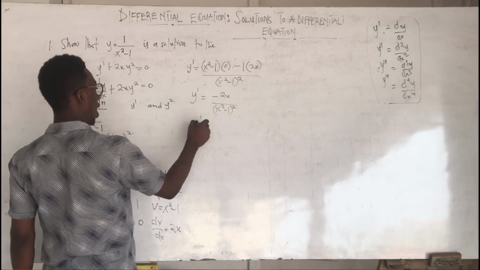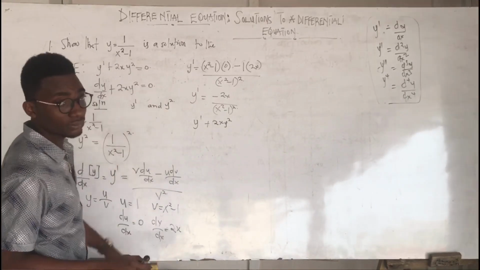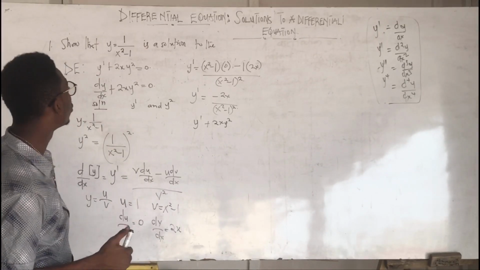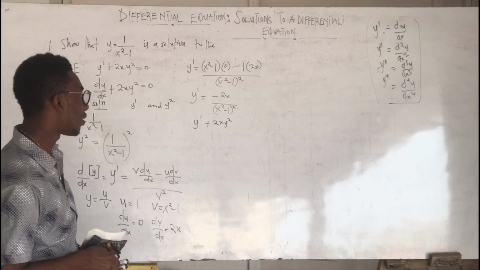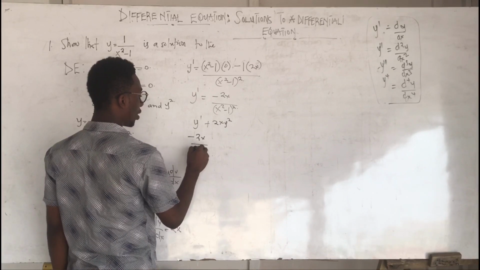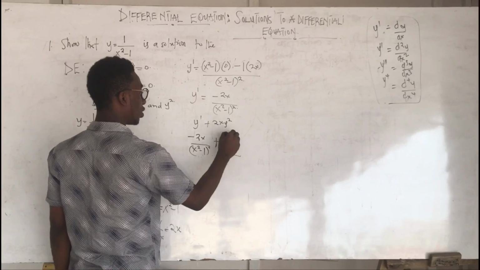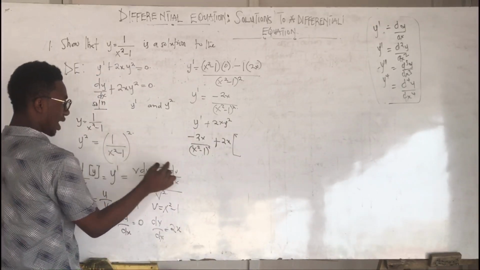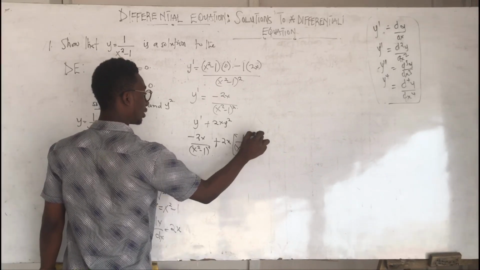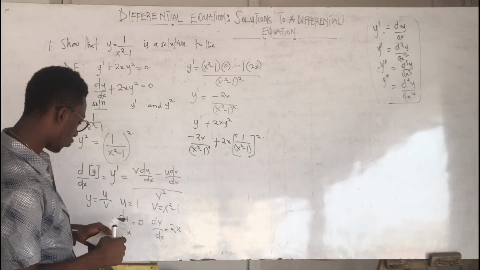So what is the equation? y prime plus 2xy squared should give us 0, and if it gives us 0, that means this particular equation is a solution to this differential equation. Putting in our y prime, we have minus 2x divided by x squared minus 1, all squared, plus 2x times the bracket. What is our y squared? That is 1 divided by x squared minus 1, all squared. So now, when you do this, what are we getting?